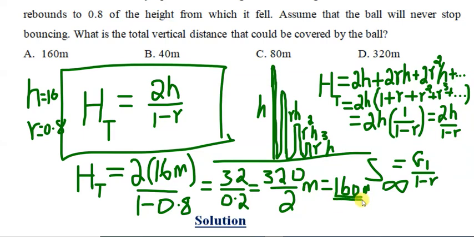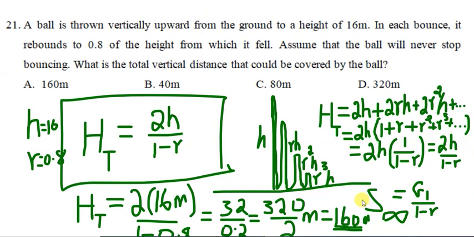If the ball is thrown vertically upward to a height h, and again in each bounce it rebounds to r times the height from which it falls, from now on use this one, and therefore our answer is 160 meters.